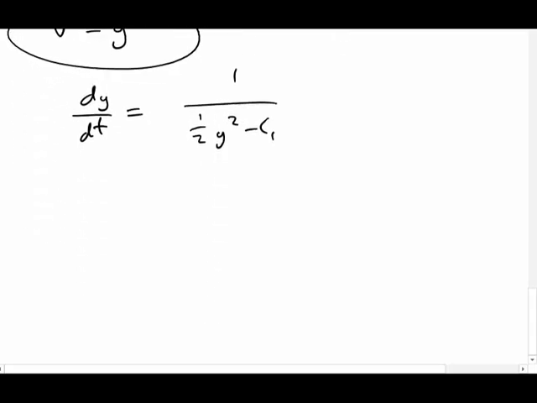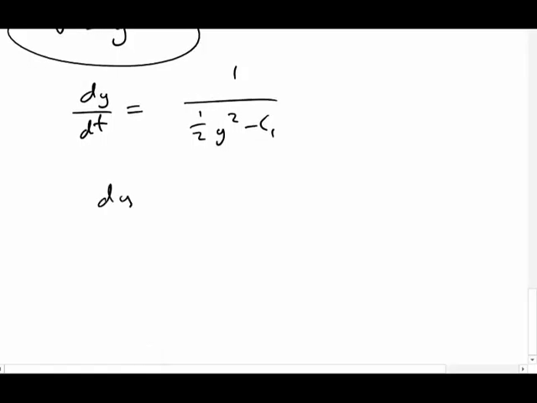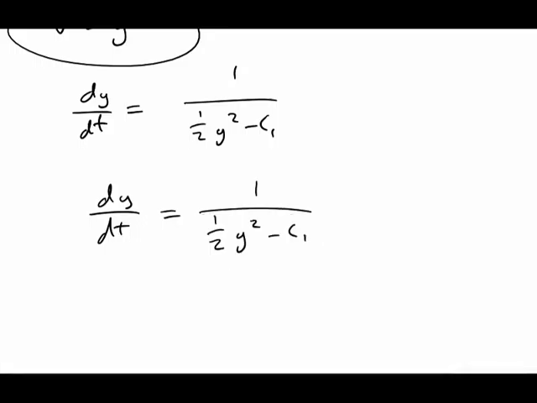Again, same thing as before. Let's get everything involving y on the same side. So let's multiply by this denominator. In other words, we end up with dy by dt equals 1 over half y squared minus c1. Let's take all of this over to the other side. Let's multiply through by that.